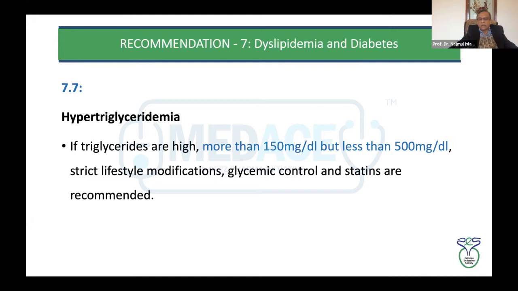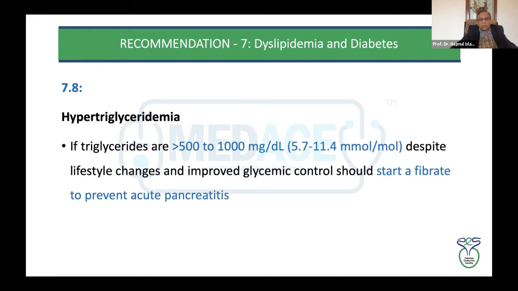But if the level is more than 500, then you need to start fibrates. If triglyceride is greater than 500 or 1000 or above, despite lifestyle and improved glycemic control, you should start a fibrate. The purpose is basically to prevent pancreatitis, but it also reduces the chances of cardiovascular disease to some extent. But this evidence is not that strong for cardiovascular disease. The main purpose here is to decrease the chances of acute pancreatitis.